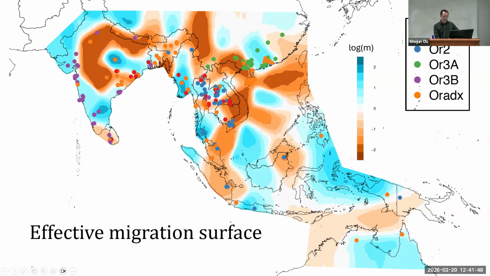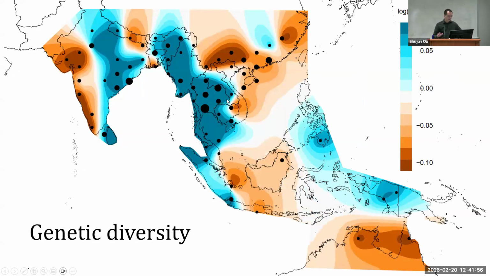And OR1 is mostly in India or in Nepal. And if you look at the genetic diversity, the cooler color means higher diversity. Yeah, there's also a low diversity zone confined by the geological barriers. And this is OR3A and OR1, OR2.